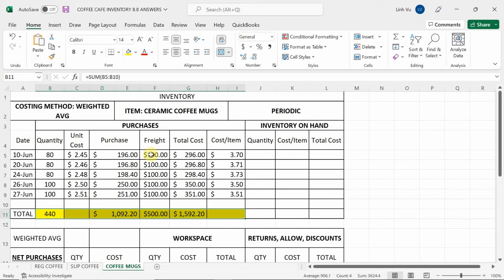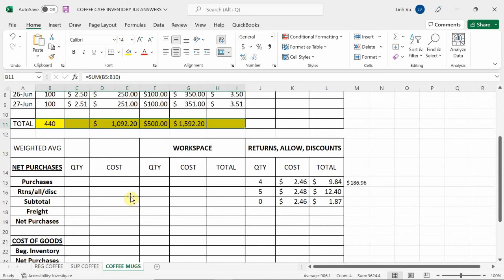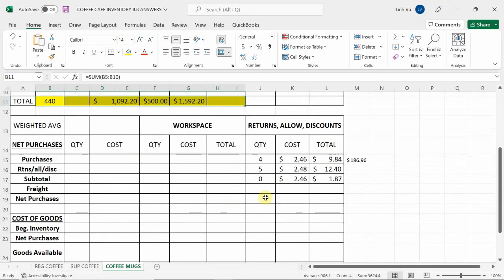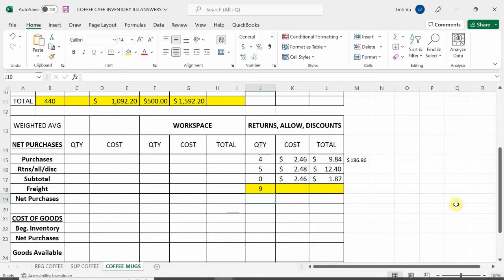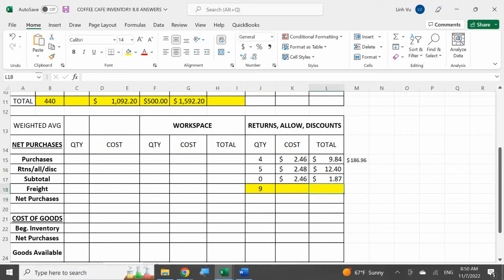Okay, so I see what you mean. Yes, we're going to do weighted average, right? Or average costing. Now in this case, do we actually have all 440 units here? No, we end up returning some stuff, right? So we need to recalculate this portion to get the exact number we should be receiving. So how many mugs did I return in grand total? 9. You returned 9. And what was my grand total refunds and discounts?